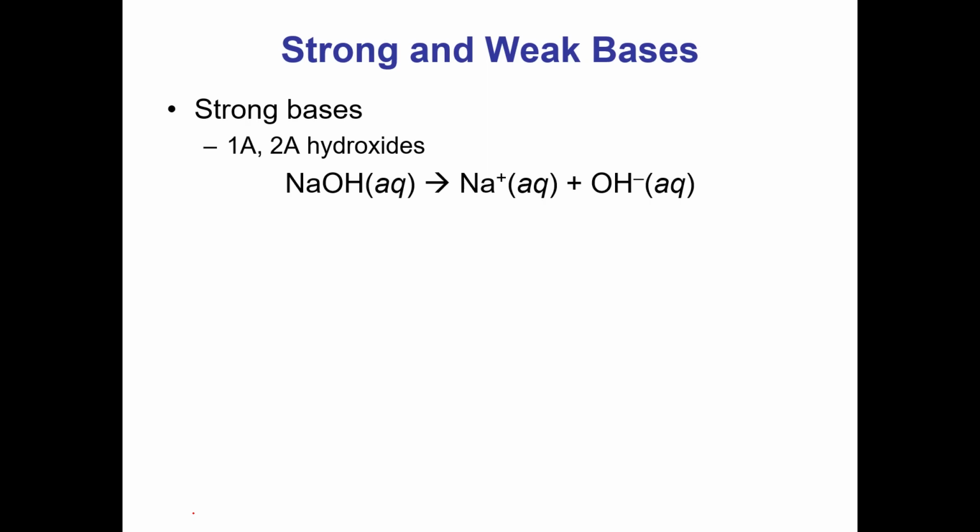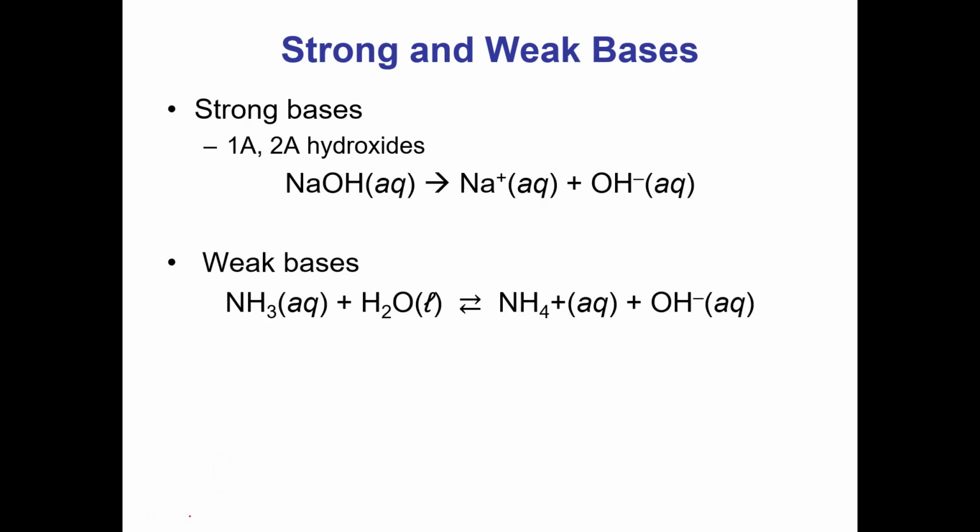The strong bases that you will need to be familiar with at this point: anything that is a hydroxide of group 1A or 2A metals is a strong base. So things like sodium hydroxide, magnesium hydroxide, potassium hydroxide, calcium hydroxide, and so on. Those are all strong bases. They dissociate nearly completely into the metal and the hydroxide ion when they are in solution.